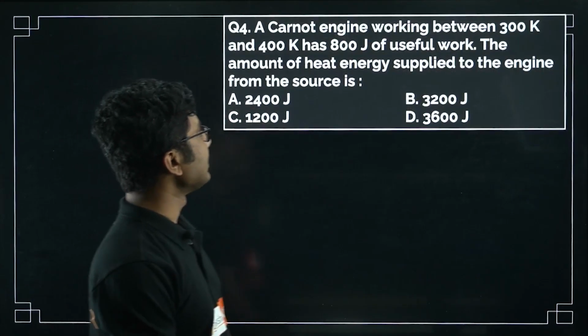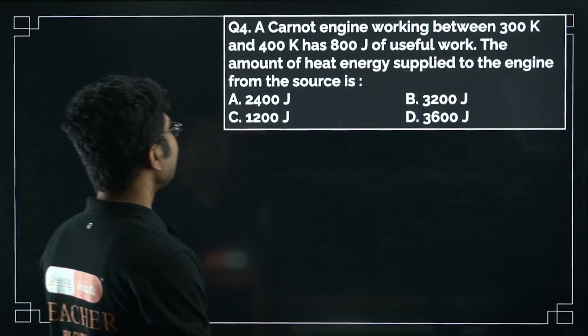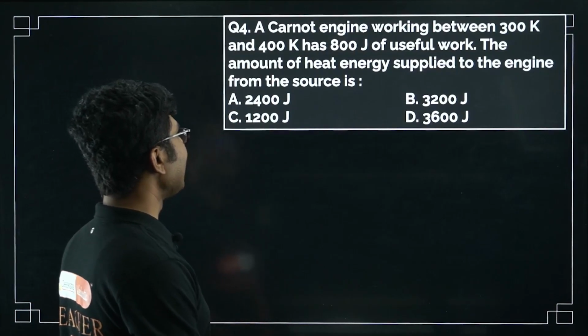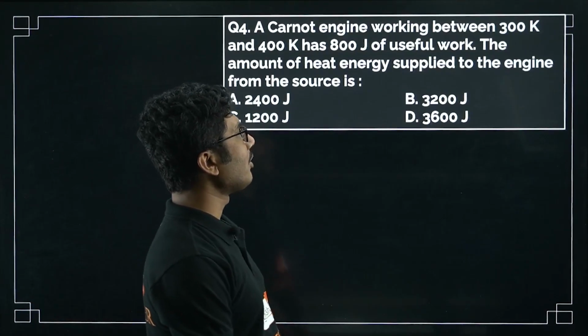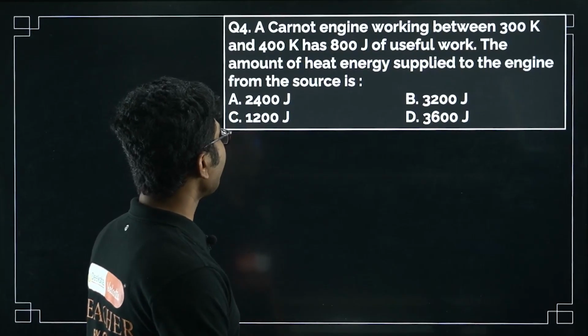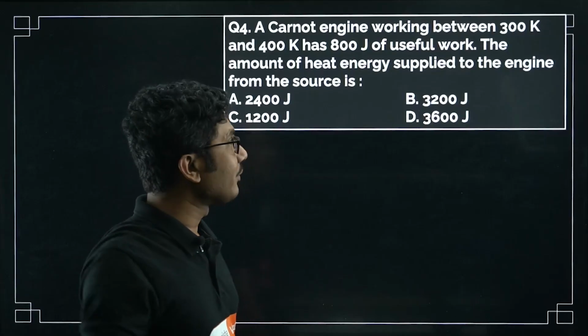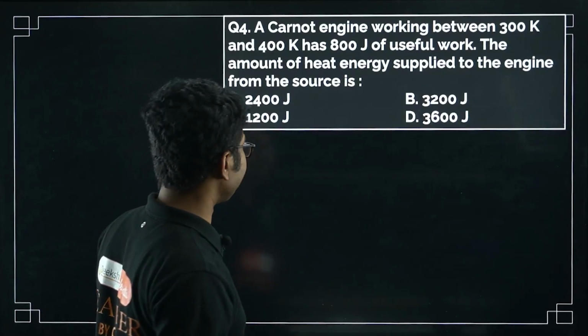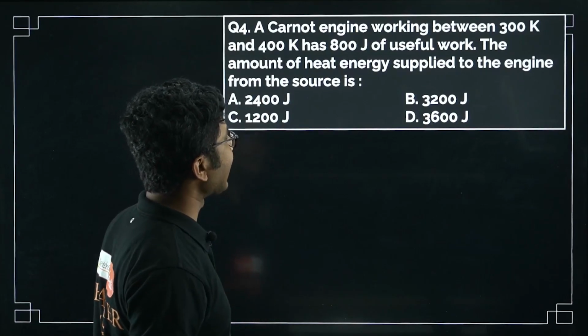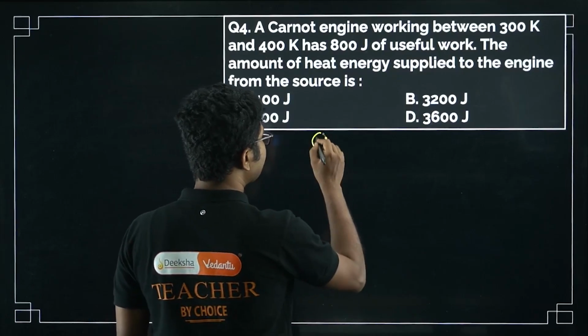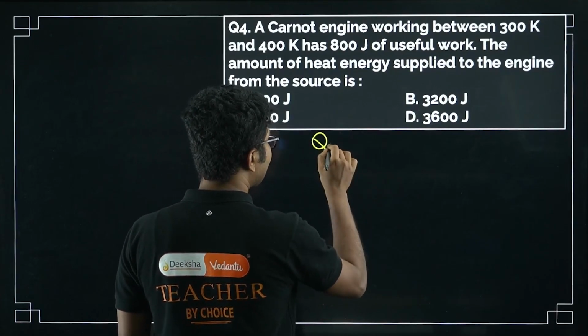Next, a Carnot engine working between 300 Kelvin and 400 Kelvin has 400 joules of useful work. The amount of heat energy supplied to the engine from the source is. So now this is very, very interesting. So it says that again we are going to use the same formula, but the formula is slightly different here.